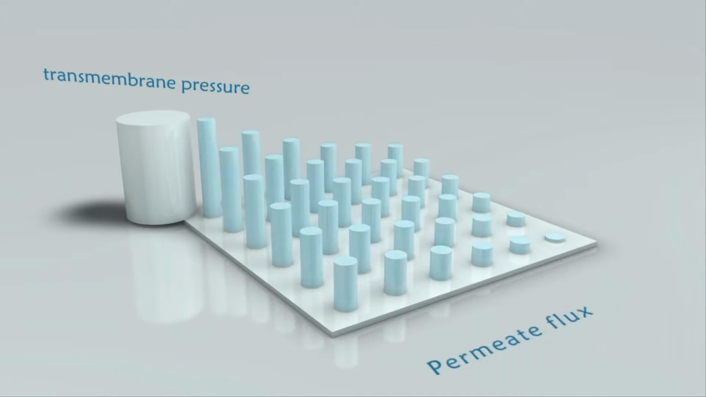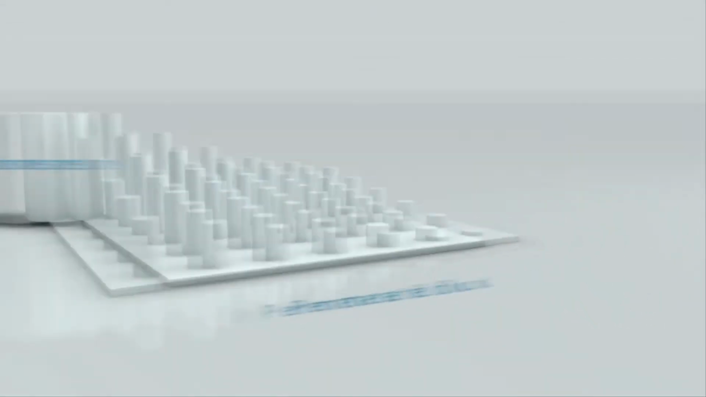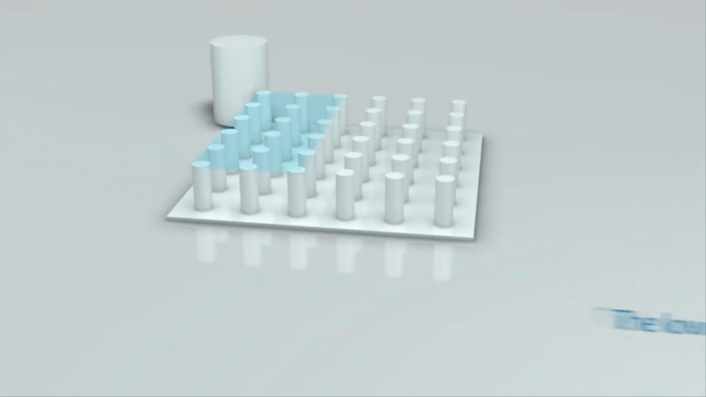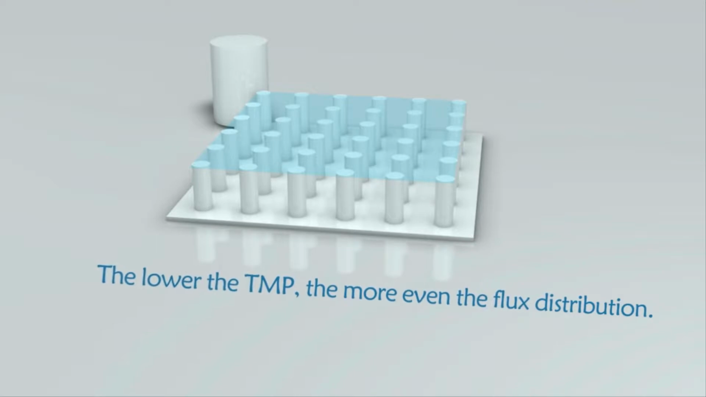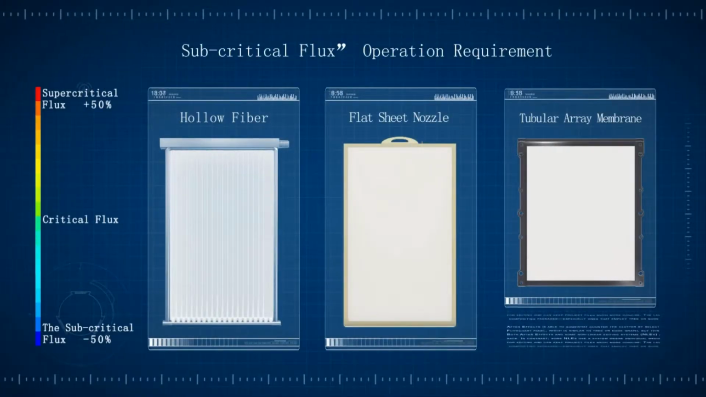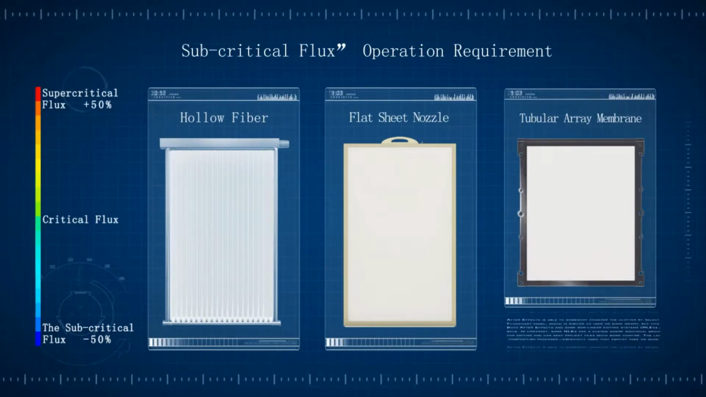The sectional permeate flux is maldistributed. Partly the flux is higher and partly is lower. It shows gradient distribution. On the contrary, the lower the TMP, the more even the flux distribution. We know that the operation must work at critical flux.